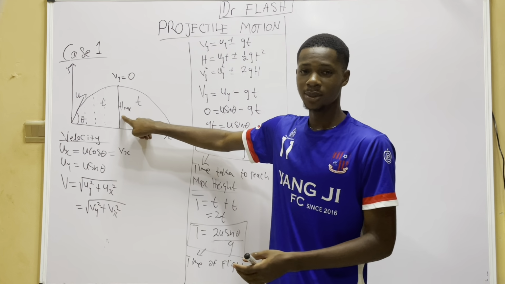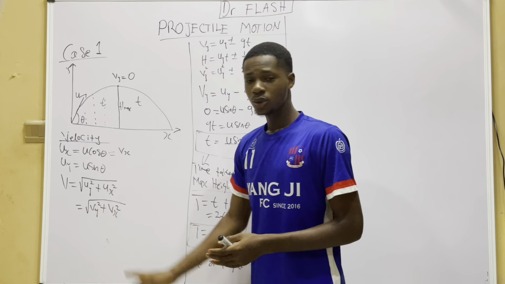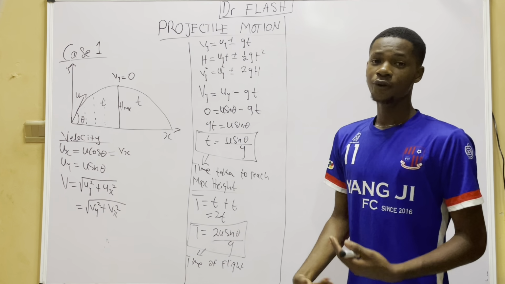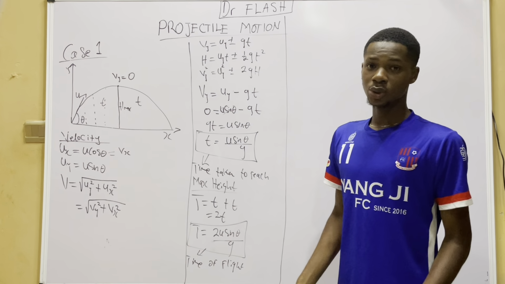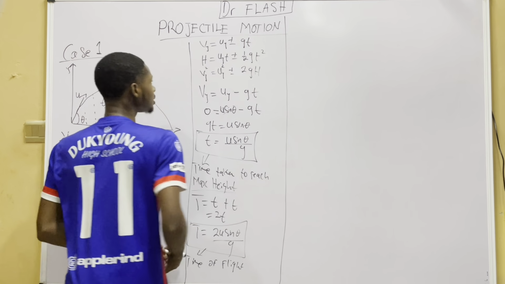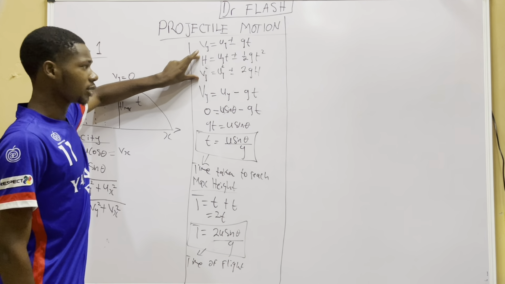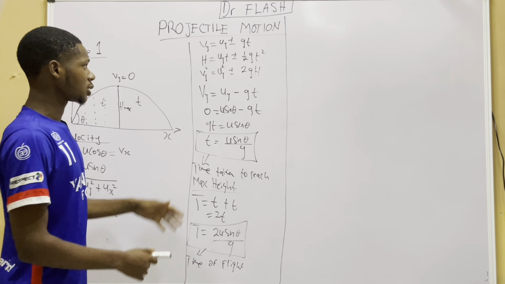In this case, we're asked to determine the maximum height. Now, how are we going to determine the maximum height? We're going to make use of one of these equations. Look for which one will help us get our answer, which one works best. Seeing these two equations, I can choose to make use of either of them.